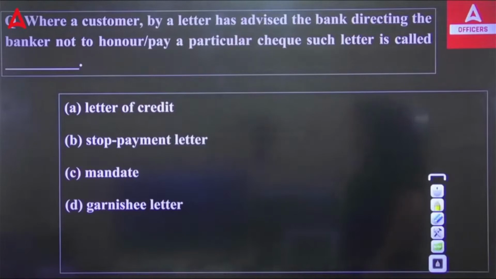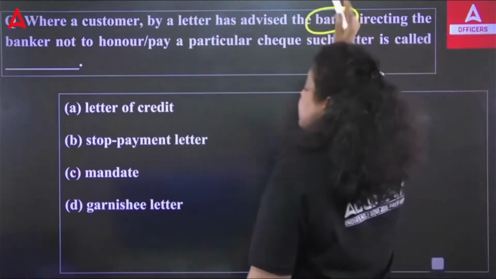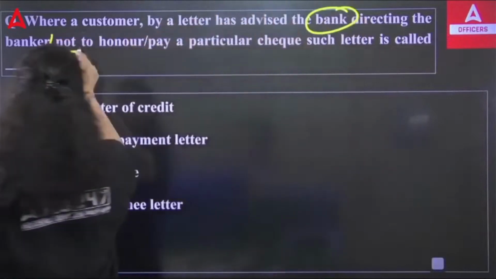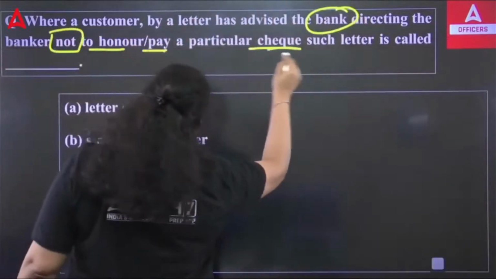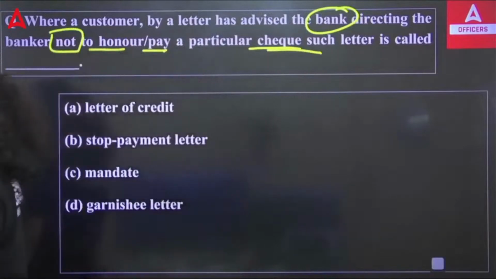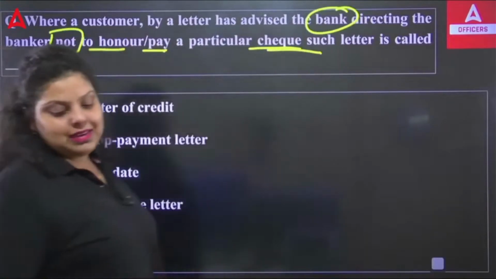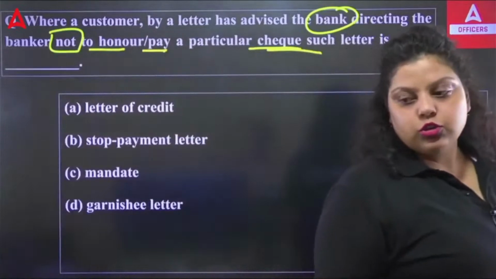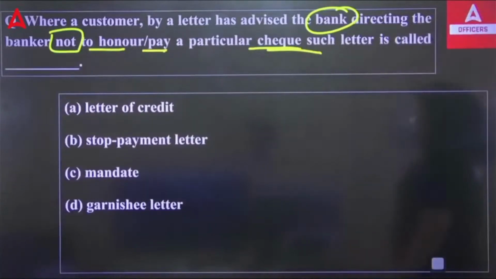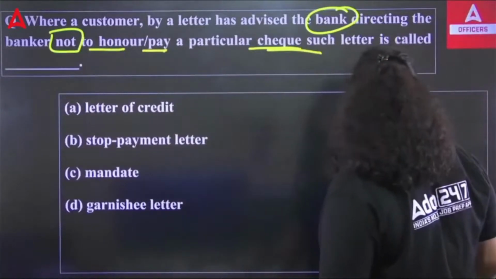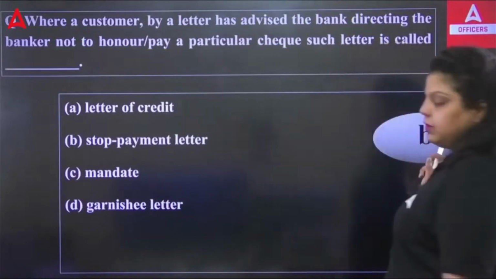So in which condition, when a customer by a letter has advised the bank, directing the bank not to honor or pay a particular check, such a letter is called a letter of credit, stop payment letter, garnish order, or mandate? The right answer is stop payment letter. Okay, so the right answer will be stop payment letter.